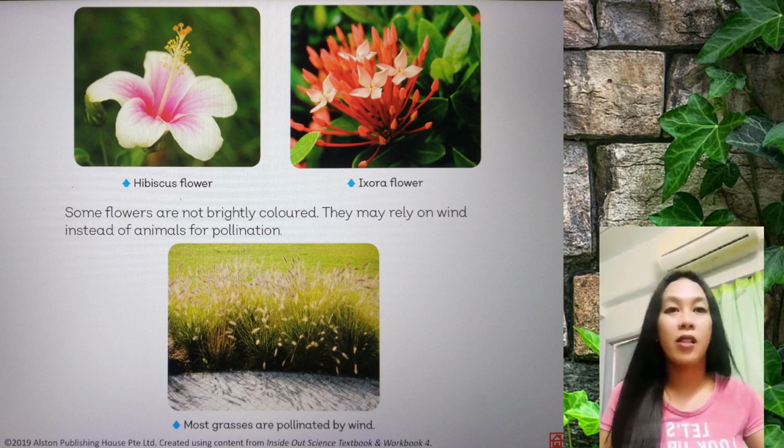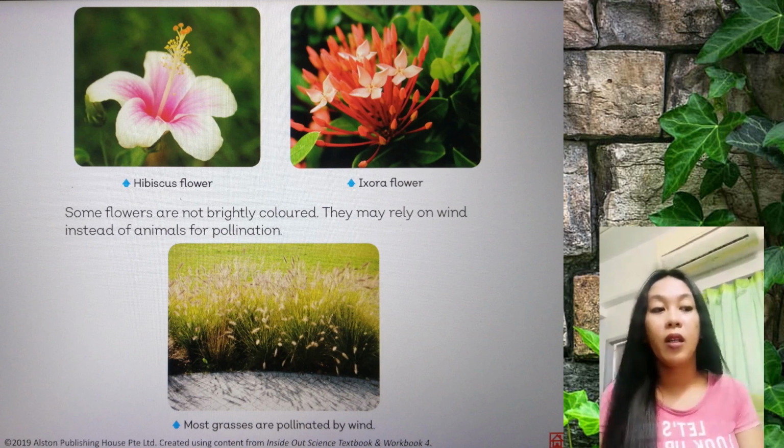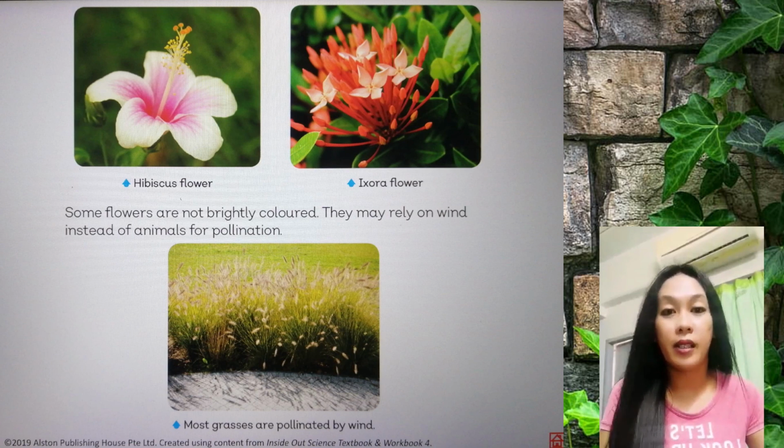So this is the process of fertilization. It takes place when a male reproductive cell fuses with a female reproductive cell. So number one, a pollen grain lands on the stigma of a flower. And the stigma catches it because it has a sticky material, so it catches the pollen grain.